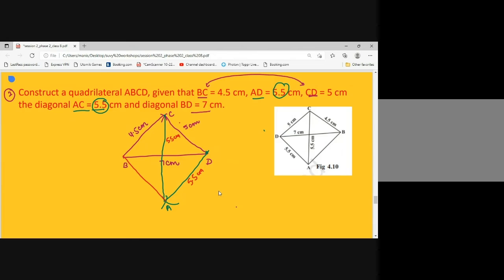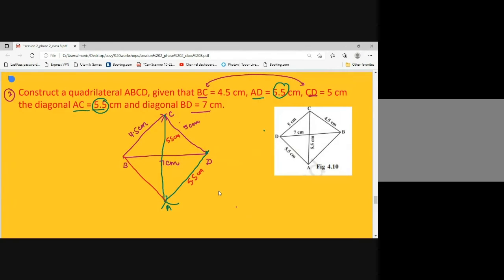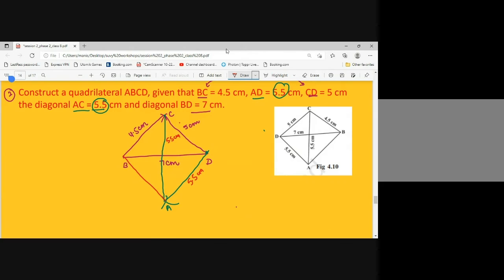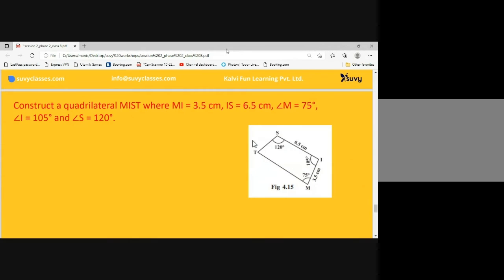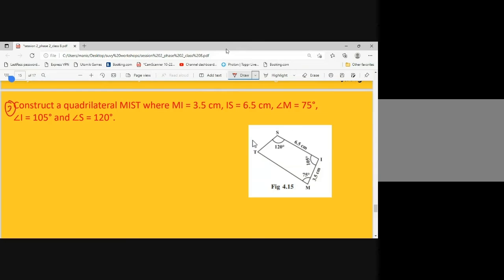Clear? Just make it. Yes, ma'am. Then I have got the point of A. It looks a bit weird. No problem because both dimensions are same. Ma'am, I've taken both as 5.5. Yeah, both are 5.5. It's given to us. Okay. Okay, ma'am. I'm joining. Okay.